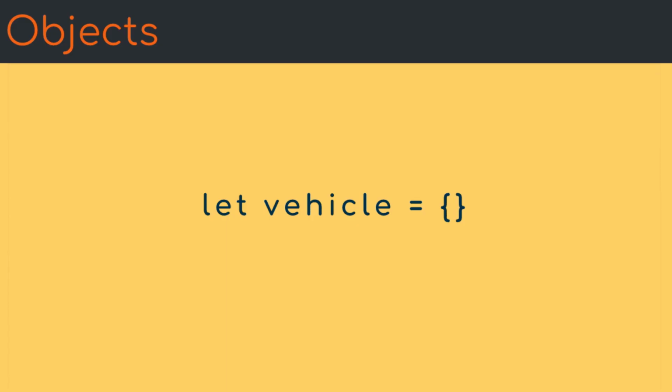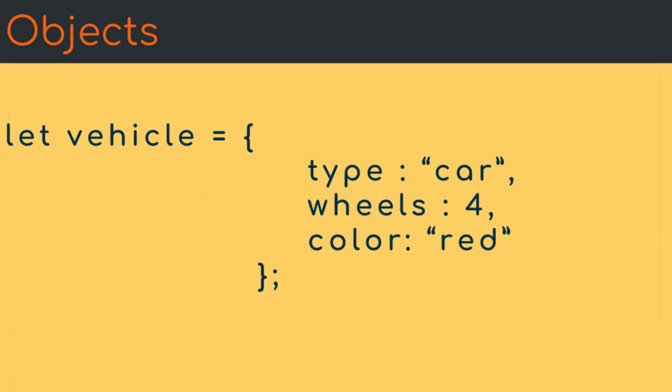In JavaScript, objects are a type of variable that can be compared to objects in real life. Objects can have properties and values. In JavaScript, objects will be enclosed within curly braces. A very simple empty object can be created using the syntax as given here. Within the object, we can add key and value pairs separated using a colon. If the value is a string, we have to enclose it within either single or double quotes. If the value is a number or boolean, we don't have to enclose it within quotes. Each key value pair is separated using a comma except for the last pair.